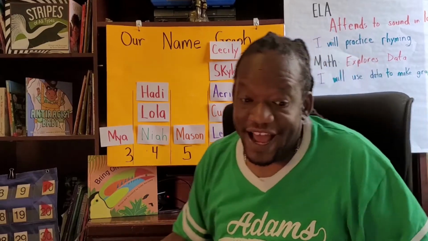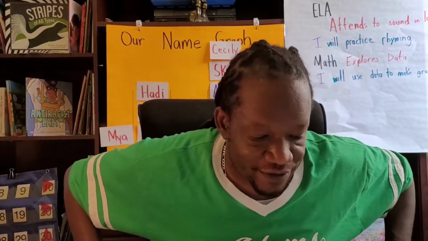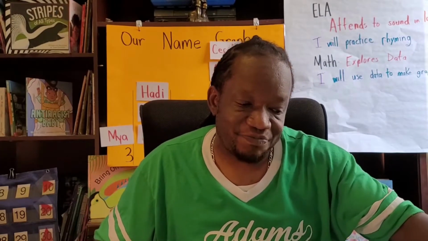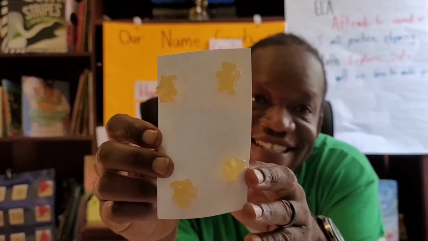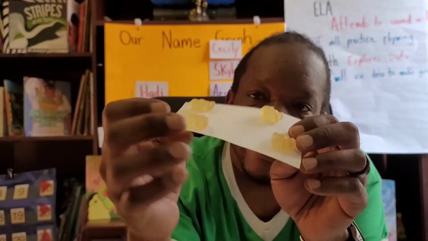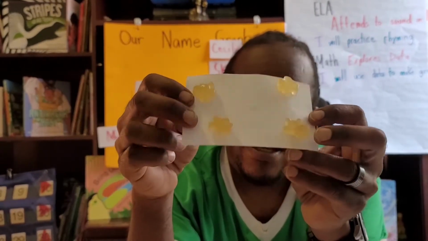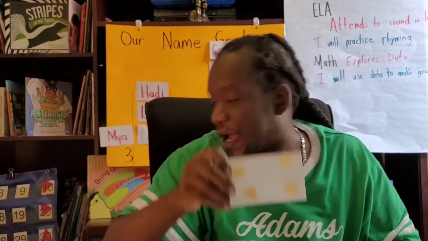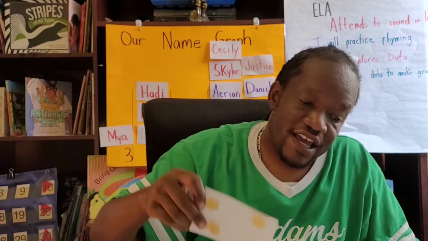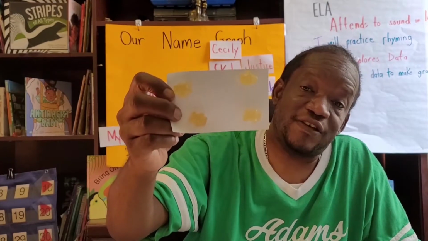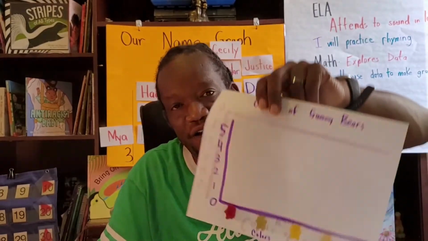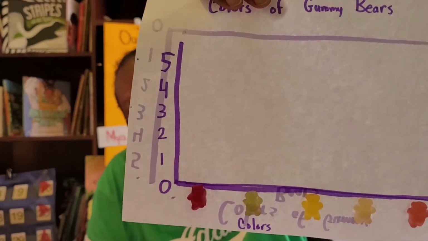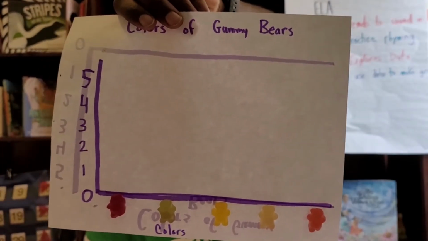All right? I have another graph for you. It's a fun graph, I think. Can anybody tell me what these are? Yes, they're gummy bears. I took a handful of gummy bears out of my big bag of gummy bears and I glued them on here. So should I eat these? No. So, then we're going to make a bar graph with the colors of gummy bears.